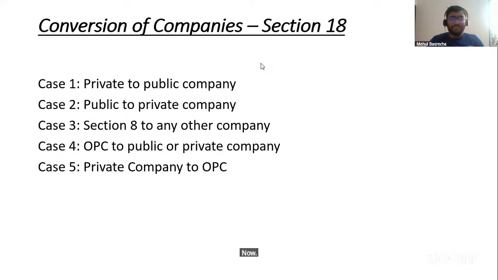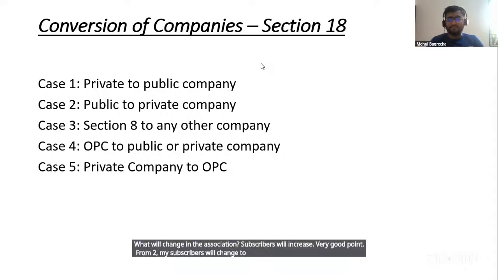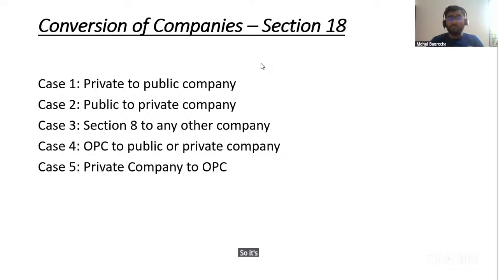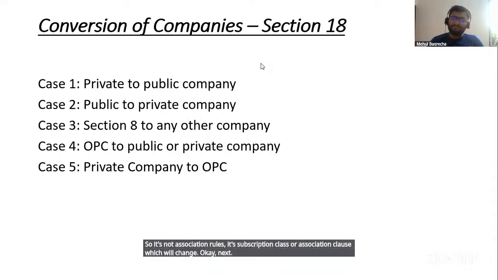Now, if you force me, then I'll have to ask the previous batch students. All right. Association rules. I'm sorry, Tanvita, what? Association rules. What will change in the association? Subscribers will increase. Very good point. From 2, my subscribers will change to 7. So it's not association rules, it's the subscription clause or association clause which will change. Okay. Next.